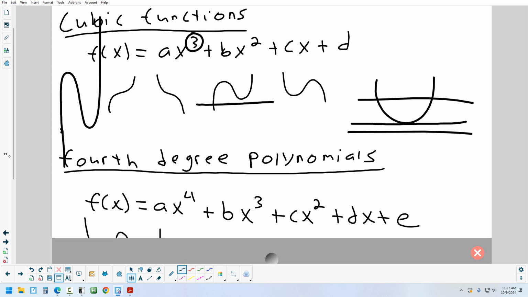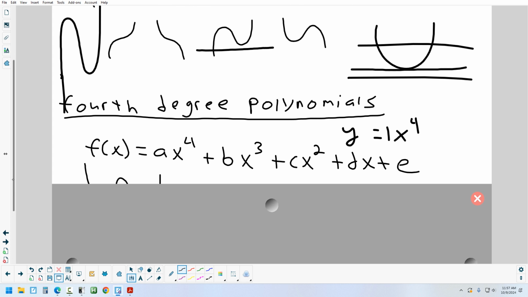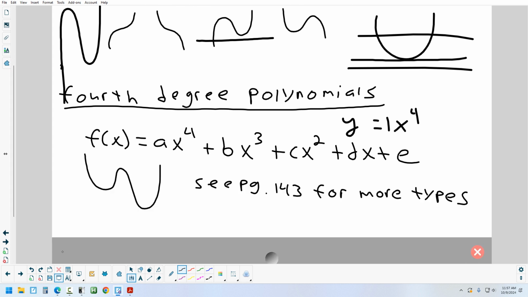Now, a fourth degree polynomial has an extra term in it. It doesn't have to have every single term from the exponent of 4 all the way down to the constant. This is a fourth degree polynomial. In fact, it's the simplest fourth degree. It doesn't have a cubed, squared, linear, or constant. It just has 1x to the 4th. But the more terms you add in, the more complicated the shape starts to get.